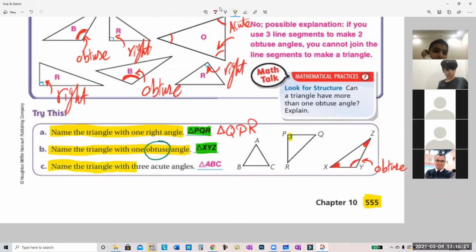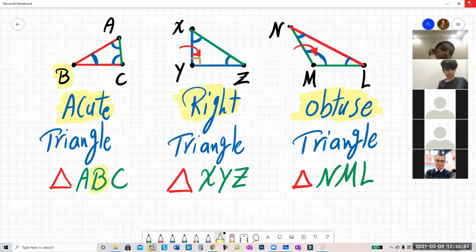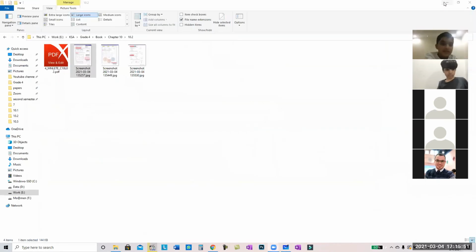Name the triangle with three acute angles. So the last one has three acute angles, 1, 2, 3, they are all acute. So that's our triangle, triangle ABC. Okay, guys? Okay, let's move to the next page. Skip the next page and let's move to the last page in this lesson.